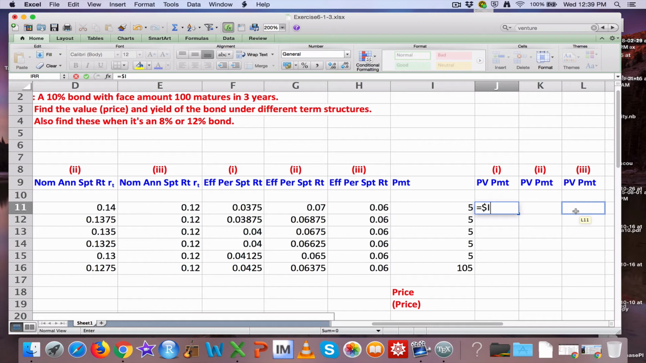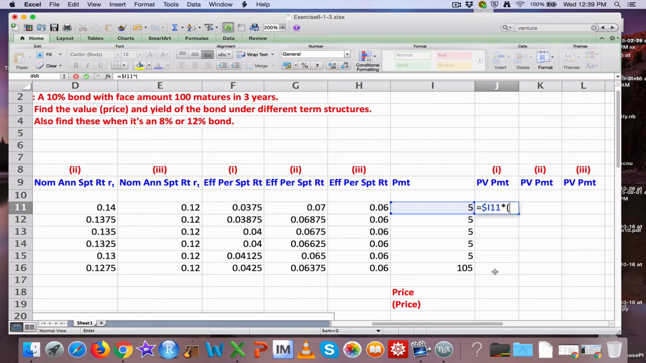Do I want a dollar sign in front of the row, 11? No, because I copy and paste downward. I mean, these are all 5, so that's not hurting anything, but this last one's 105. So I want this last one to change. So I want this to change from an 11 to a 12 to a 13, etc. So this last one becomes an I-16.